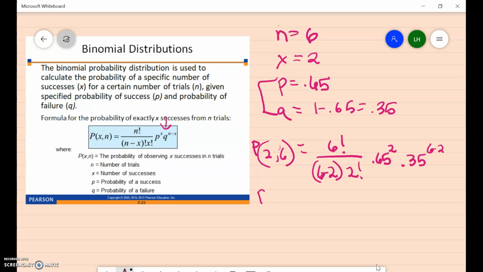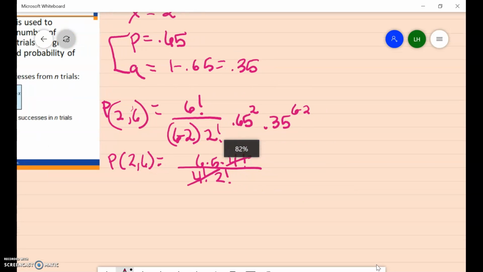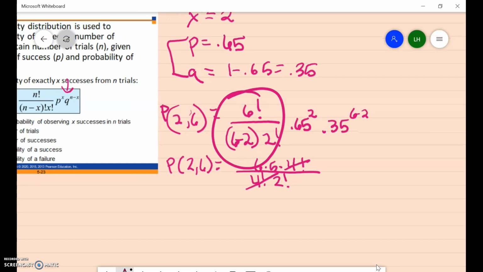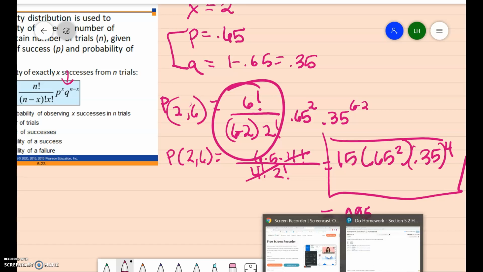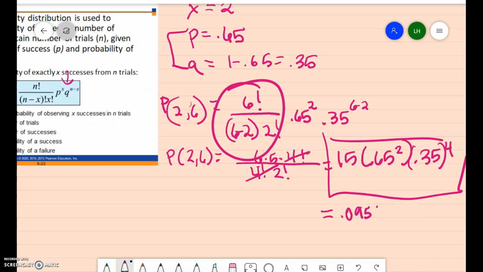So what we can do is simplify this like I've showed you before. 6 times 5 times 4 over 4 and 2, and that way we can cancel this out. I always want to try to simplify this part if I can. So 30 divided by 2 would be 15. So we're going to get 15 times 0.65 squared times 0.35 to the fourth. Put all of that into your calculator, and you will get, when you round to 4 decimal places, 0.0951.